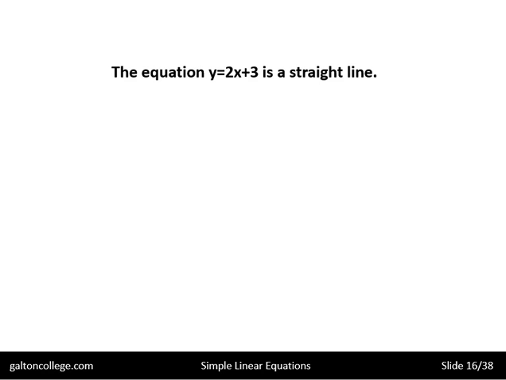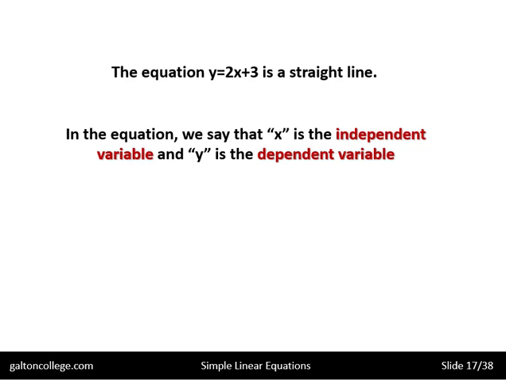Now, we've established that y equals 2x plus 3 is a straight line. In the equation, we say that x is the independent variable and y is the dependent variable. This is actually important. The value of y depends on x. Whatever the value of x, that determines y. But x does not depend on y. It's y depending on x. So x is independent. We call it the independent variable.